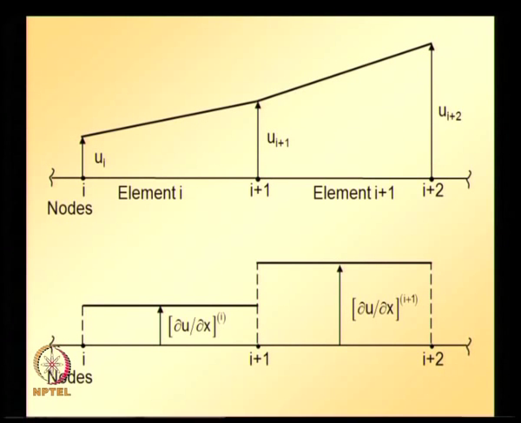And now, the derivatives of this trial solution, the first derivatives, are shown here. If you see, the trial solution is linear in each element and continuous across element boundaries. So, this is what is called piecewise linear, piecewise continuous, whereas the first derivative of the trial solution is discontinuous along the element edges and is constant in each element.